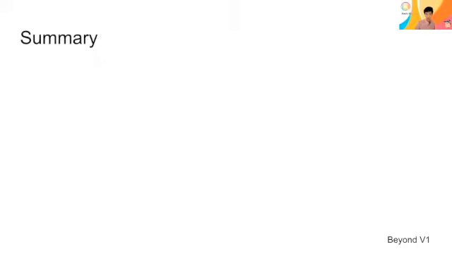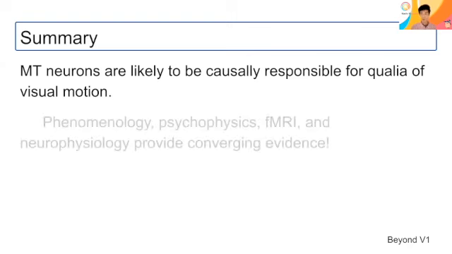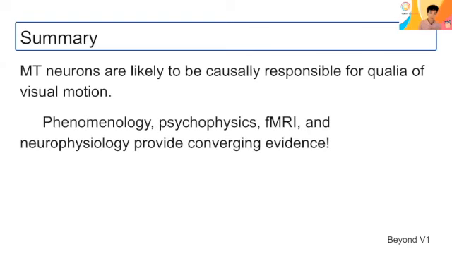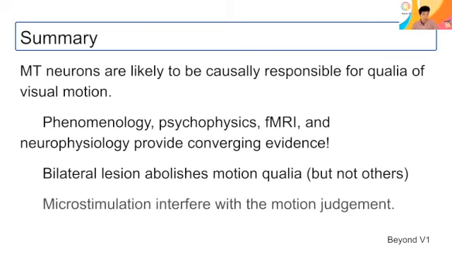So in sum, in this video, I reviewed that MT neurons are likely to be causally responsible for the qualia of visual motion. Phenomenology, psychophysics, fMRI, and neurophysiology all provide converging evidence. Bilateral lesions abolish motion qualia, akinetopsia, but not other types, and microstimulation interferes with motion judgment. So this is very strong evidence.